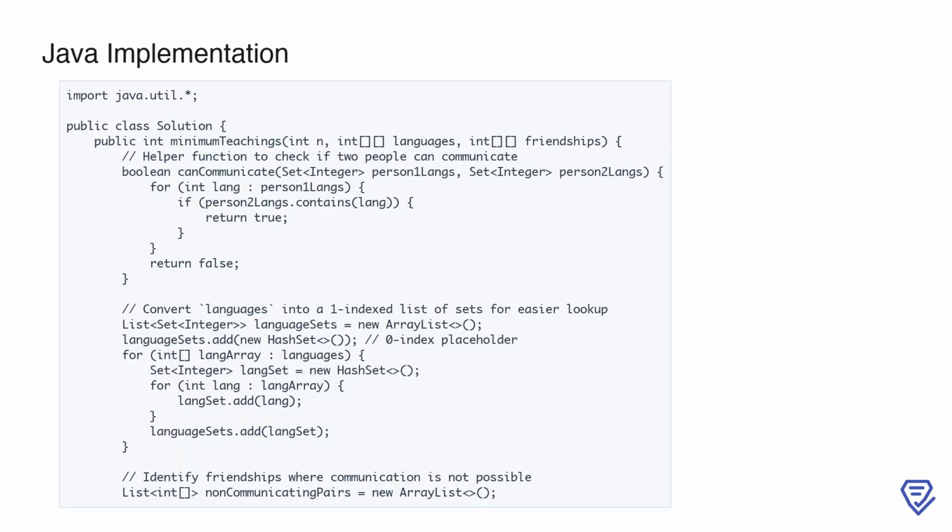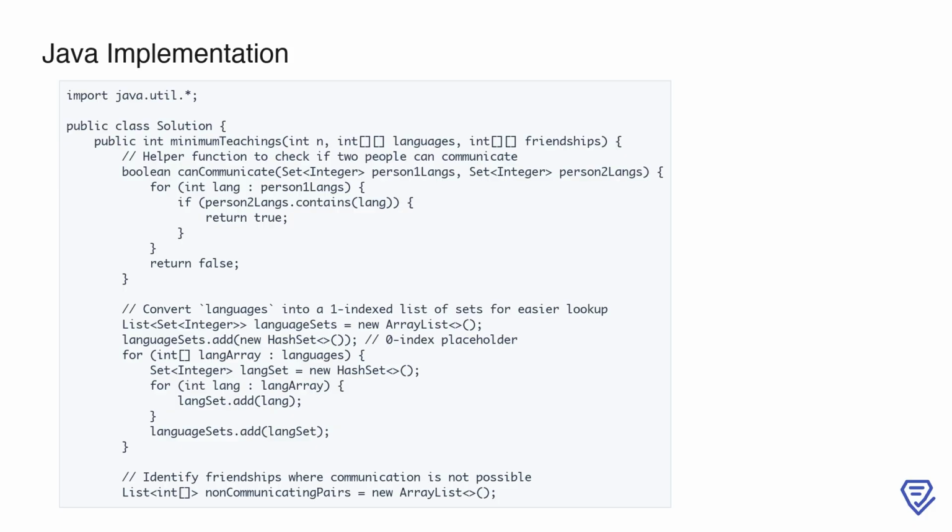Here, we begin by importing the necessary packages and defining the solution class. Inside the class, we have the minimum teachings method, which is the main function that solves the problem. To start, we define a helper function called canCommunicate that takes two sets of languages as input and checks if there's any overlap between them. If the two sets share at least one common language, the function returns true, indicating that the two individuals can communicate. Otherwise, it returns false.